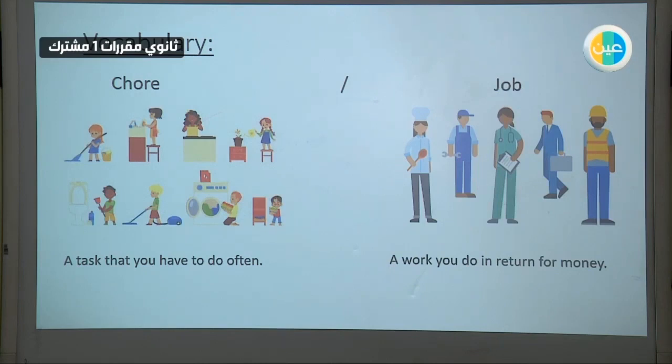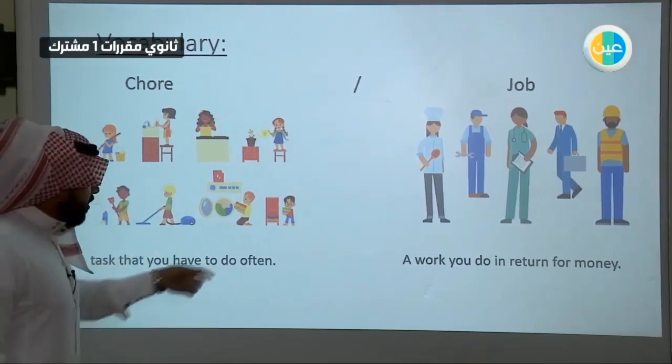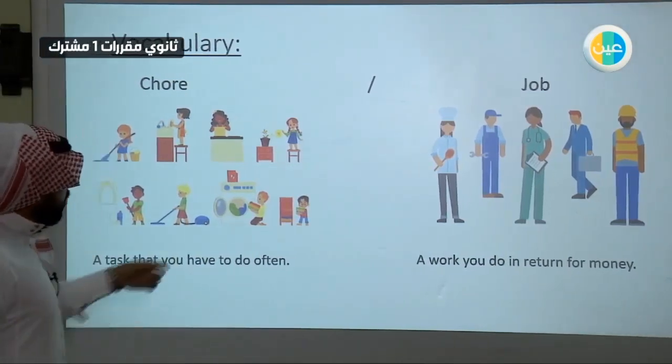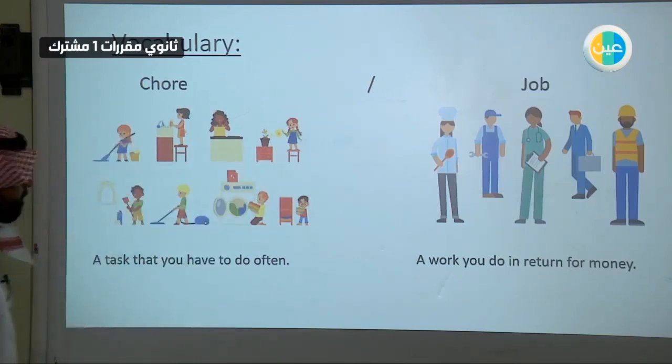The first two words that we have here are chore and job. What is the difference between chore and job? Chore, as you can see here, a task that you have to do often, like cleaning your house, doing laundry, arranging your clothes, watering the plants, and etc. This is what we call a chore.